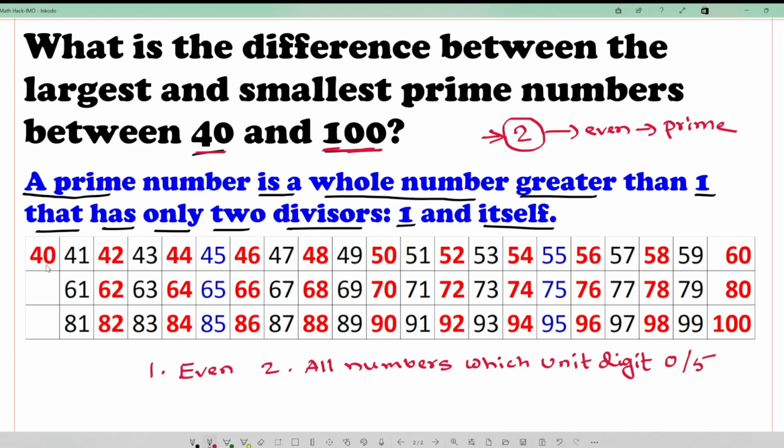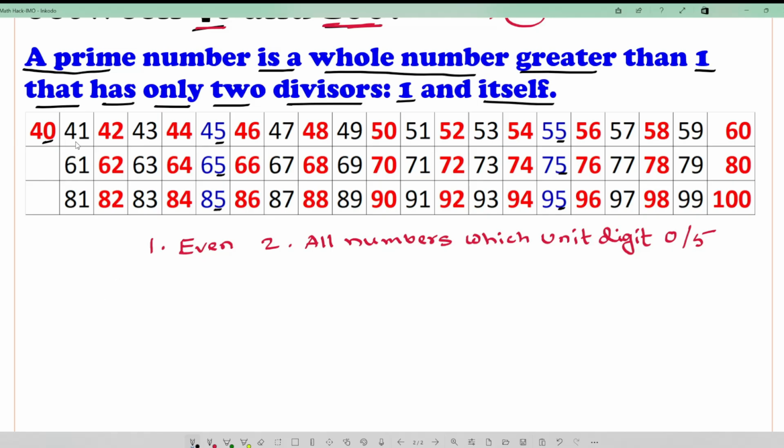So 40 is not a prime number, therefore I am making this red. Similarly 42, 62, 82, 40, 42, 44, 46, and so on up to 100, all red color means it's either an even number or the last digit is 0. Similarly, numbers with last digit 5 we also omit, because these are also not prime numbers. Okay, now our target starts from 41.